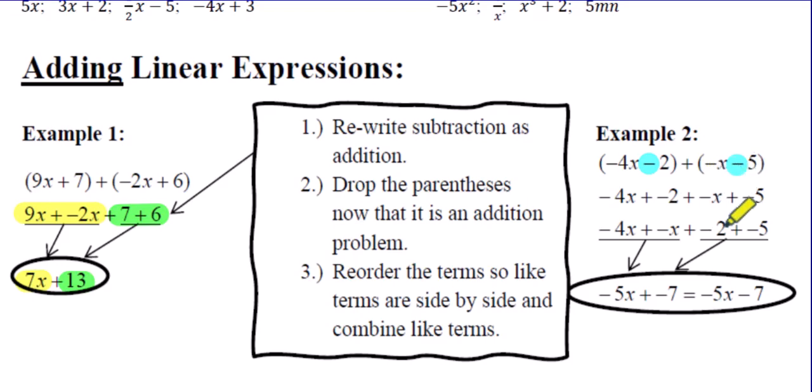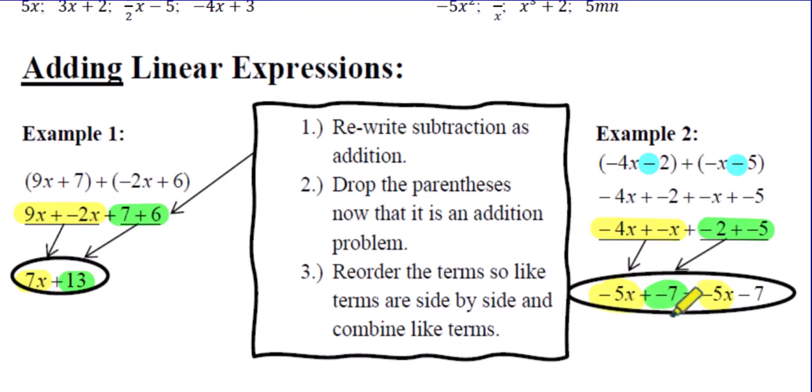Now, it might not be a bad idea to write that as a negative 1x, add a coefficient in front of the x term. It's up to you. Now, once we reorder the terms, which again we can only do once it's all addition, we've got negative 4x plus negative x. Keep in mind that is negative 4x plus negative 1x, and that's going to total to give us negative 5x. And then our constants are negative 2 and negative 5. And negative 2 plus negative 5 is negative 7.